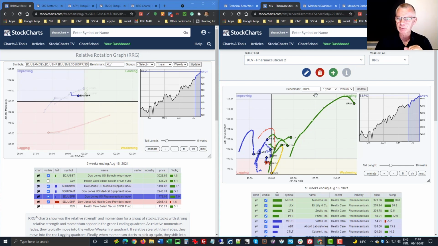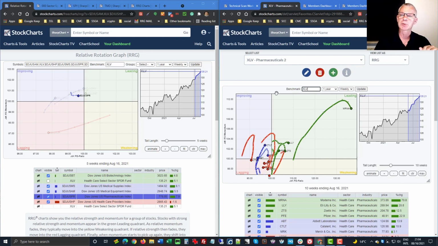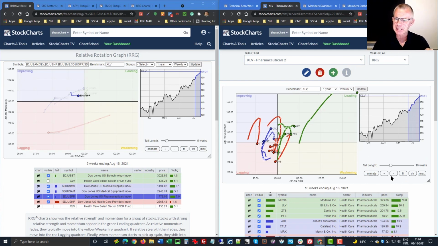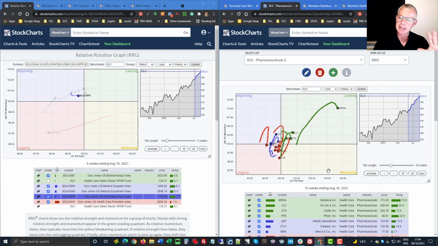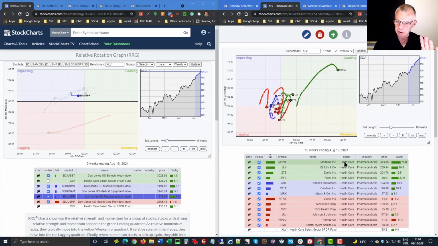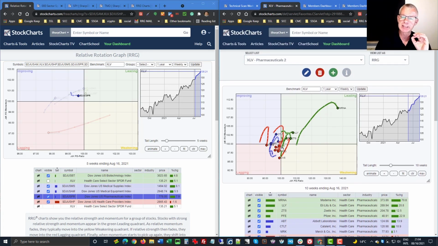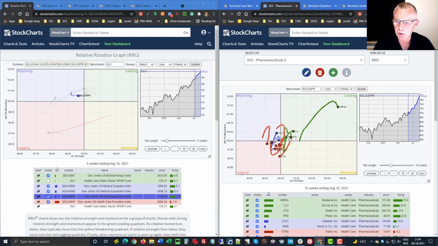So instead of the S&P 500, I can change it to XLV, just like I did with the groups. And now I get all these names versus XLV. But because we are now inside an industry group, and you can see here the sector is healthcare, the industry is pharmaceuticals, I can now also put this against the industry index. And in this case, that's $DJUSPR. So $DJUSPR. And now I have all the members versus the pharmaceuticals index.